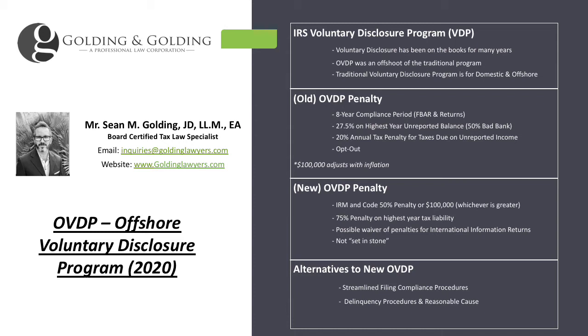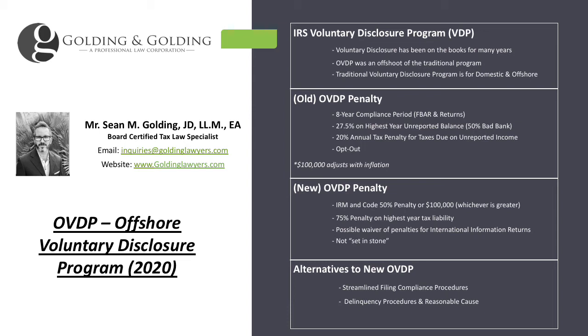Under the expanded traditional voluntary disclosure program, which we're just going to refer to as new OVDP, it goes by the Internal Revenue Manual. And what the Internal Revenue Manual and the code more specifically say is that it's a 50% penalty on the highest year's unreported max balance, not 27.5% anymore. Now it's 50%, or whatever the code or the manual says, or $100,000, whichever is greater, which essentially means that the floor is going to be $100,000, not the cap.